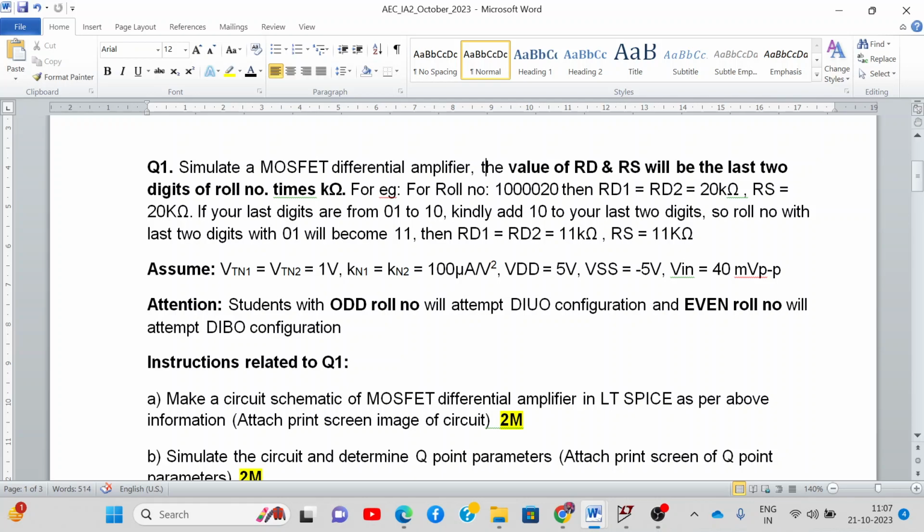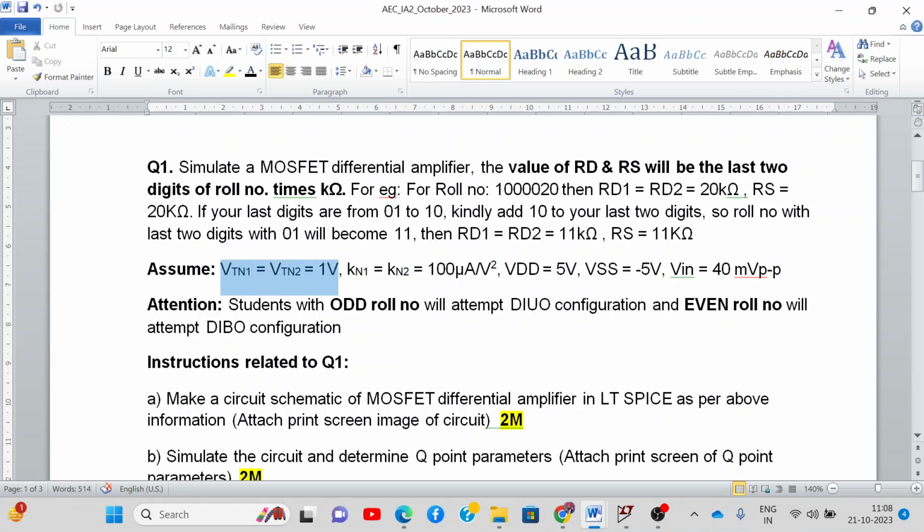So, for example, if your roll number is 100020, then RD1, RD2 will be 20 kilo ohms, and RS also will be 20 kilo ohms. If your last two digits are from 1 to 10, kindly add 10 to your last digits. So 1 will become 11 and 10 will become 20. All right, so RD1, RD2 and RS will be 11 kilo ohms. All three have to be the same. This numerical will be unique for everyone, so you will be doing it separately.